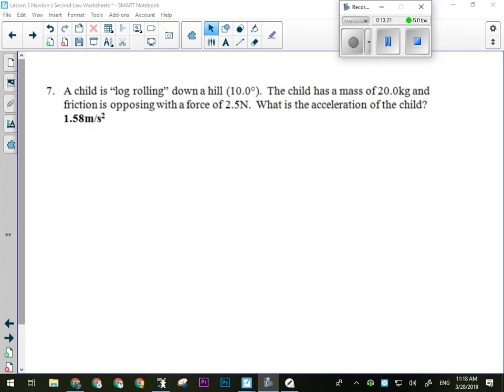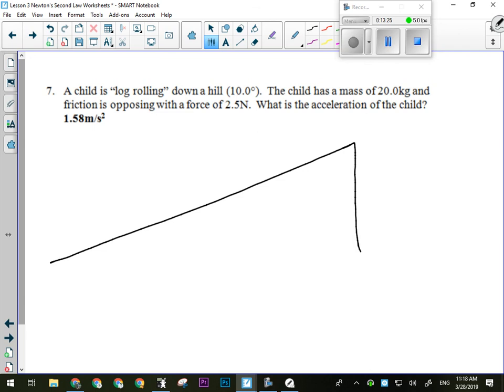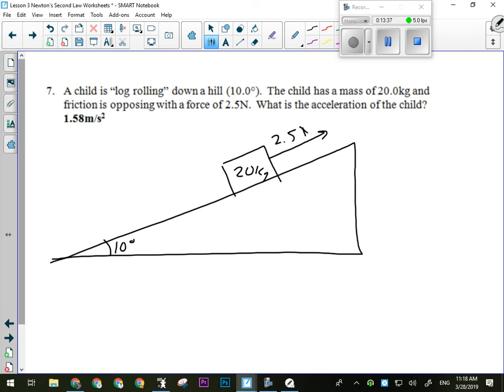All right, so let's quickly look at 7 here. So we got a kid who's log rolling, okay, down a 10-degree incline. Okay, the child has a mass of 20 kilograms. Okay, and friction is opposing with 2.5 newtons. So if they're log rolling down, friction is moving up. Okay, we're looking for the acceleration of the child. What's the force pulling them down? F parallel.